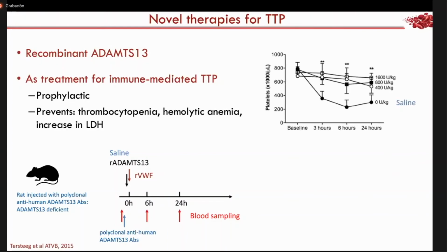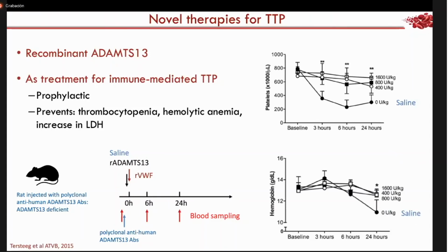And what do we see? Look at saline, the bottom curve: you see the severe thrombocytopenia, the platelet counts when you simply inject saline and you trigger TTP. But when you inject different doses of recombinant ADAMTS13, especially the 1,600 units per kilogram, before you trigger the rats with recombinant VWF, you see that the platelet counts do not change. So you can also prevent immune-mediated TTP in the rats.